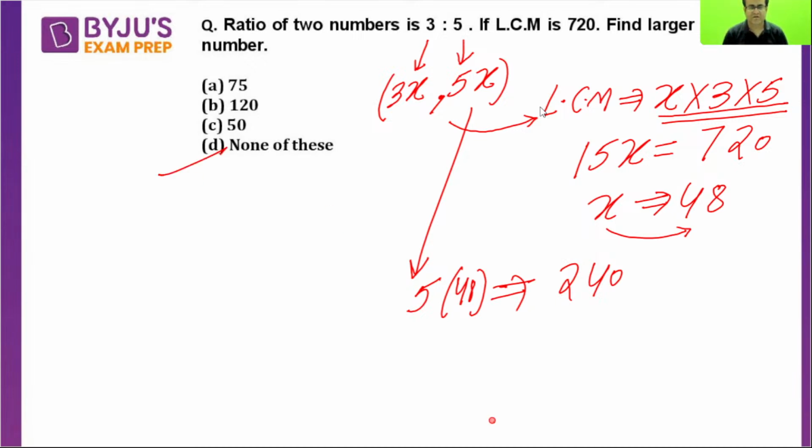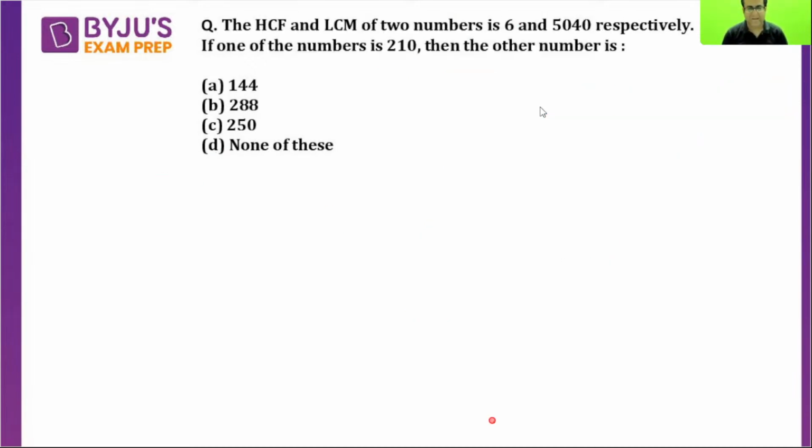D option is right. Okay, beta. That's great then. If clear, then good. LCM is given, HCF is given, one number is given. Find out the other number. 30 seconds I'm giving it to you. Just do it.